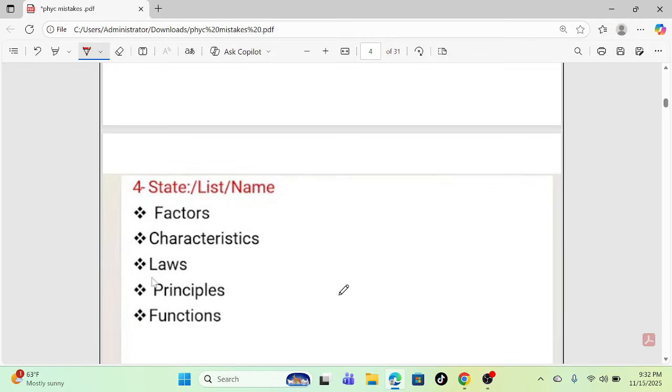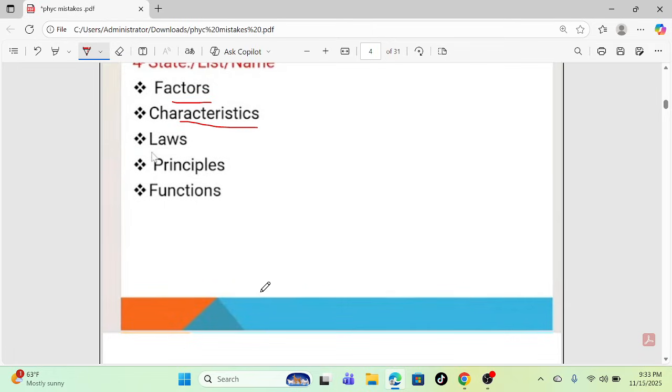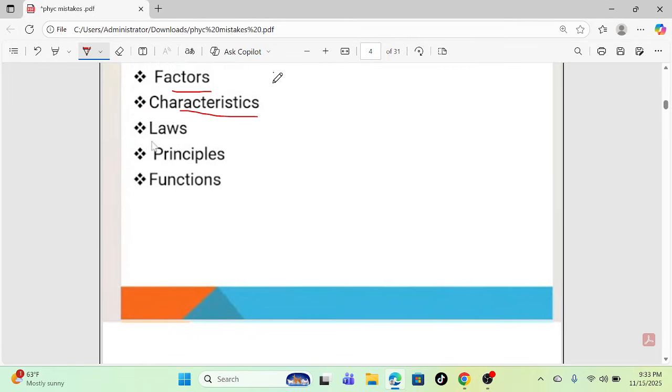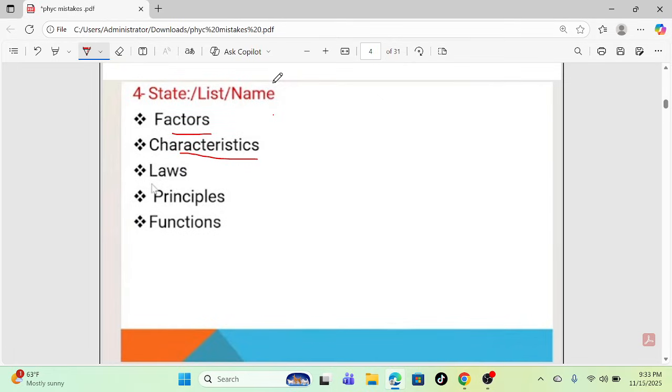State, list or name. So for example kitu kama factors and characteristics, unaweza state the characteristic, state the factor, state factors or list factors. Law, state the law, principles, functions. Also these are a very important part. So please don't number them. Tutaona huko mbele, but for example if the question involves state the principle or state the law, just go ahead and define and state that law.